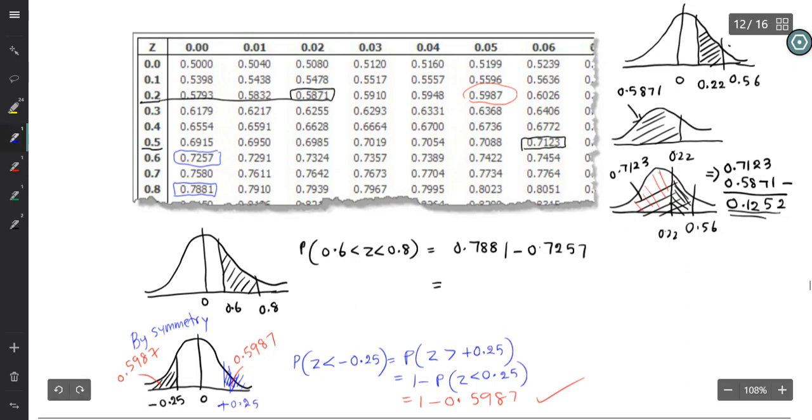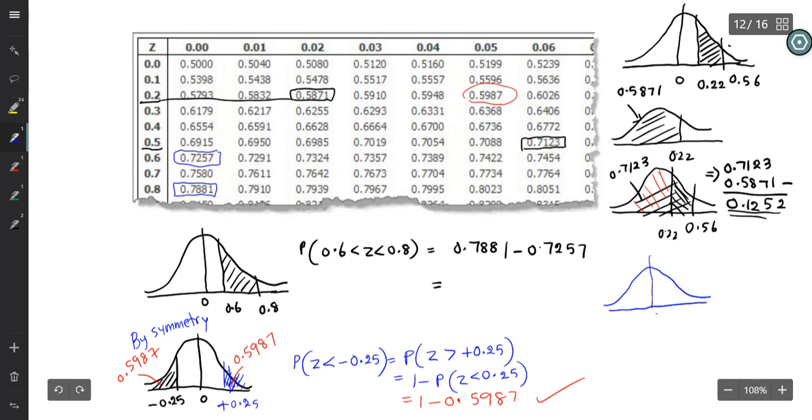Let's try another example. Now what if you have to find the area in between positives and negatives? Here's my 0. Suppose you want to find the area in between negative 0.42 up to positive 0.81, this area. How do you do that? You want all the way up to 0.81, no problem, you can find it.